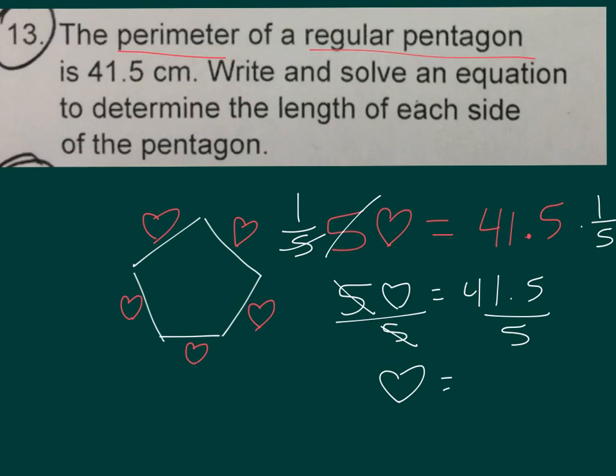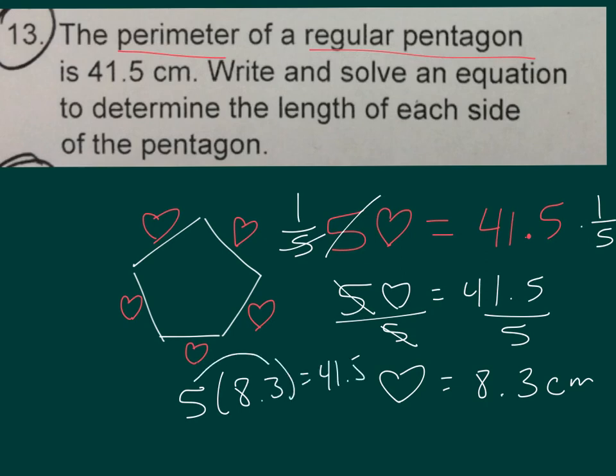5 goes into 41 8 times, because 8 times 5 is 40, and you have 1.5 left over, which will be 0.3. So each measurement, or each side, is 8.3 centimeters. And if you wanted to double check that, you do 5 times 8.3 equals 41.5. 5 times 3 is 15, carry your 1. 5 times 8 is 40, plus 1 is 41.5, and sure enough, it checks out.